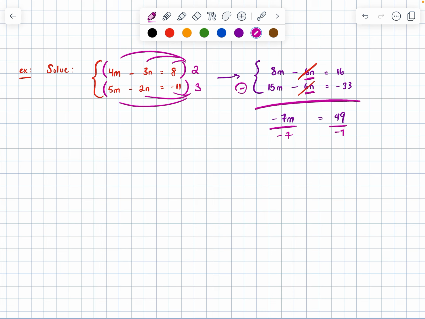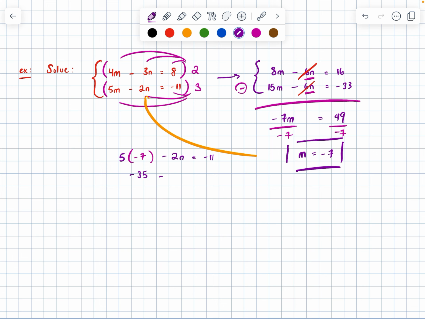From here, let's divide both sides by negative 7 to isolate our variable m, which will be equal to 49 divided by negative 7. That is negative 7. Now that I know m is equal to negative 7, let's do some substitution. Looking at my two equations, it doesn't really matter which one. I'm going to choose to substitute into the bottom one because those numbers, at least to me, seem a little bit more friendly. From here, I know that 5m, but m we have identified as negative 7, minus 2n is equal to negative 11. All that's left to do is solve for n.